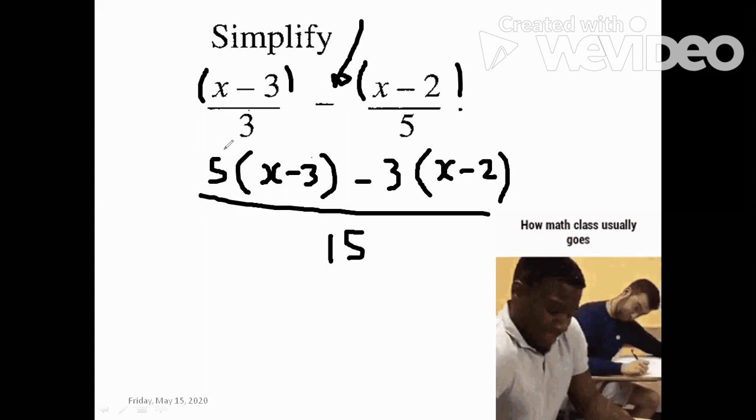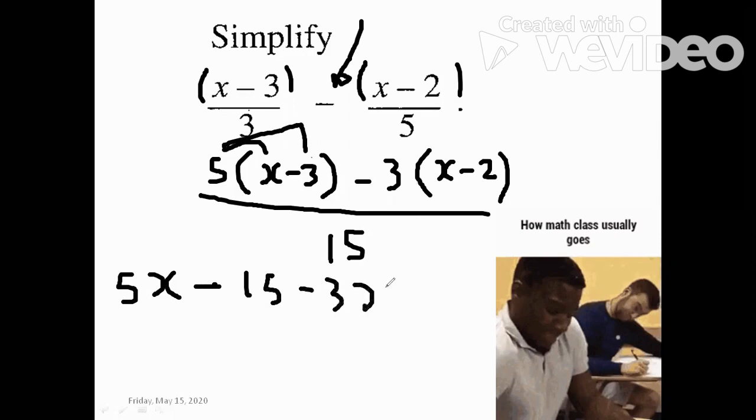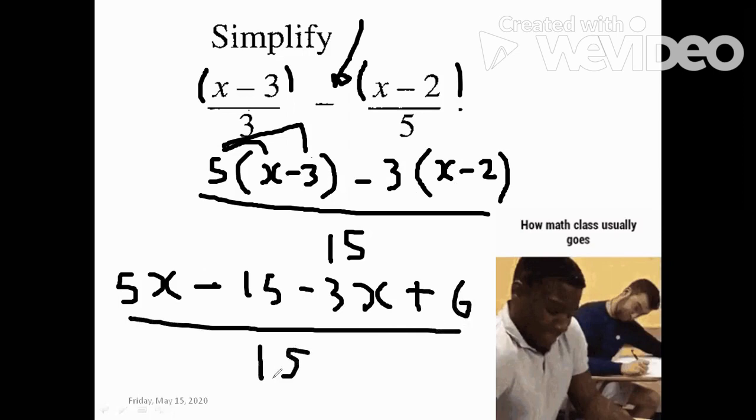Alright, so 5 times x is 5x. 5 times 3, that's 15. That's going to be negative 3x. And you notice, this is the part that will catch some people. 2 negatives here will give you a positive. So you have to look out for that. Put everything over 15. And now we're going to simplify.